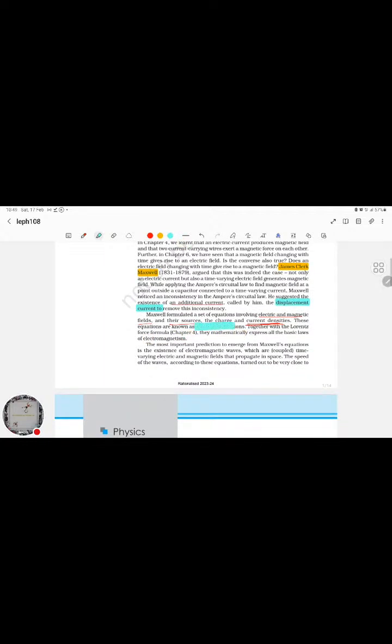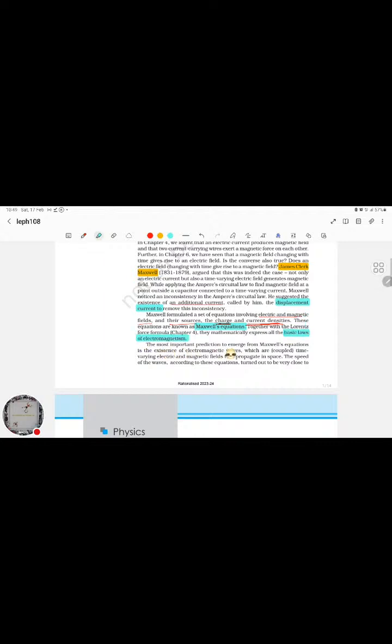So we are having a glimpse of Maxwell's equations. So okay, we have an introduction. Together with the Lorentz force formula from chapter 4, they mathematically express all the basic laws of electromagnetism. So all the basic laws of electromagnetism, along with the law of Lorentz force, that is, the force due to an electric and magnetic field held put together, will be called the Lorentz force. And that particular law and these four equations together form the basic laws of electromagnetism.